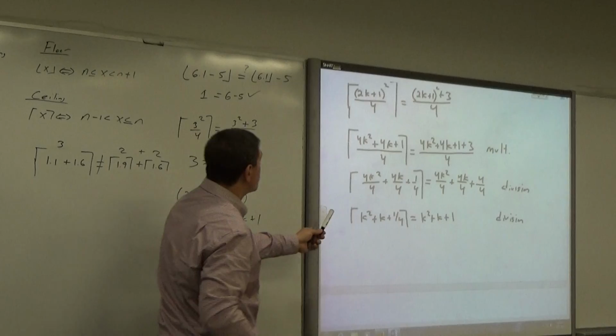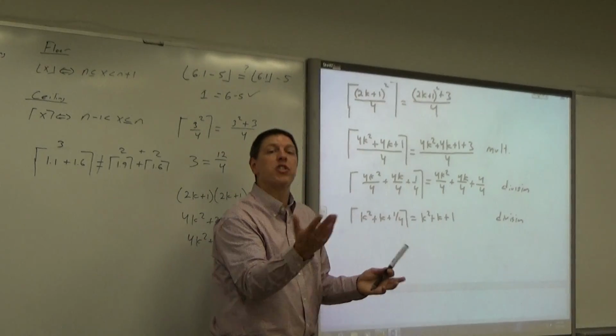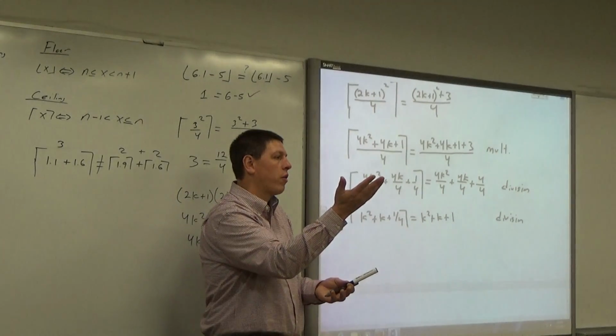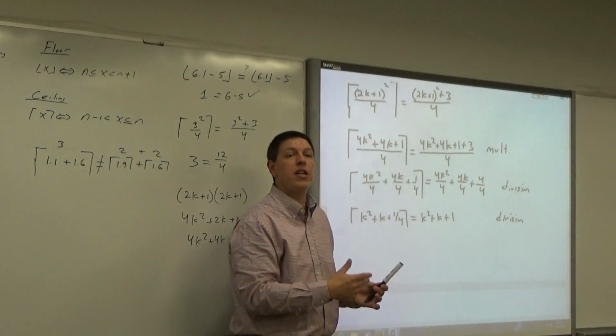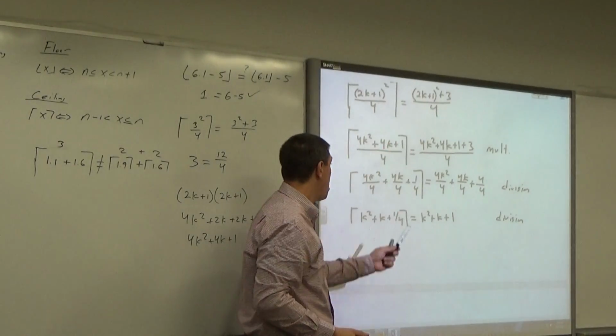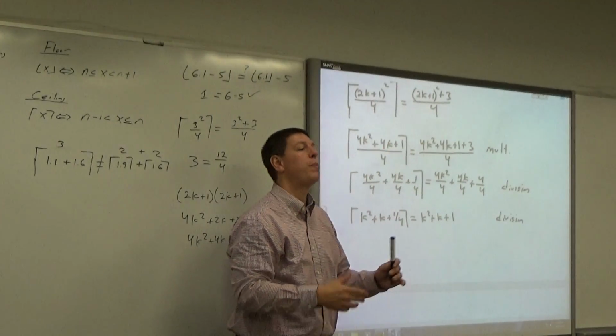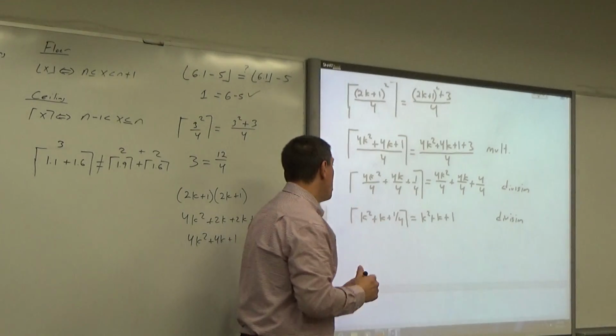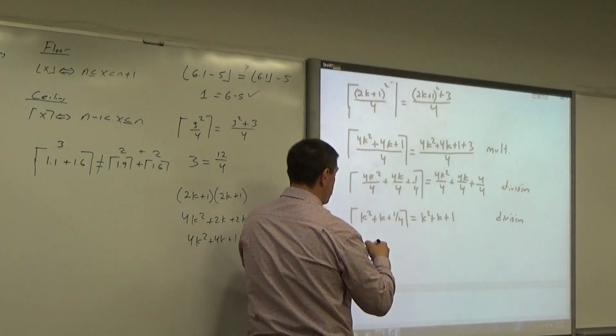So, guys, the ceiling of k squared, because it's an integer, isn't it still k squared? The ceiling of this k is an integer, so the ceiling is going to be k. But the ceiling of 1/4 is going to become what, guys? 1.